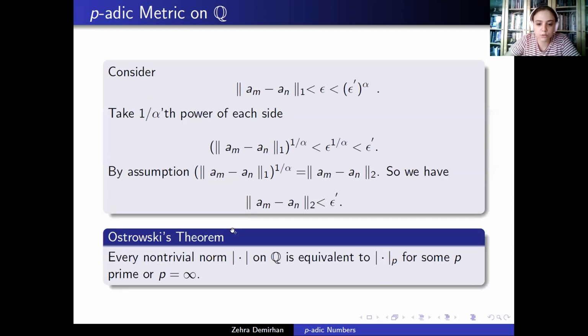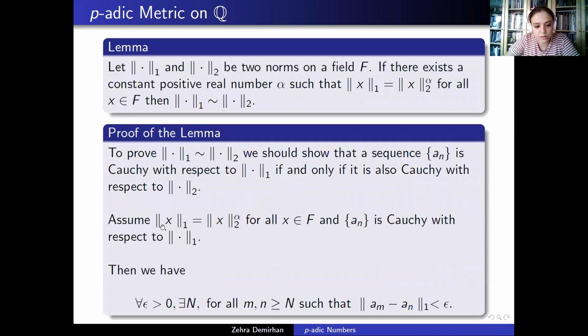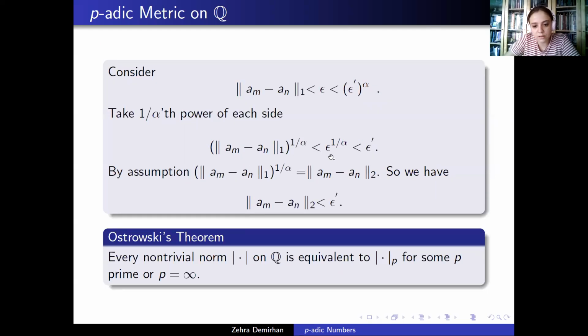To do so, let's consider this inequality here. And if we take 1 over alpha power of each side, we are left with this inequality here. Also, I would like to say that we assumed this equality holds at the beginning. So in this equality, we can replace this term by the right-hand side here easily. By doing so, we are left with this inequality, which implies that the terms of a_n are getting closer to each other with respect to norm 2 also. So the desired result is reached, and the proof of the lemma is complete.